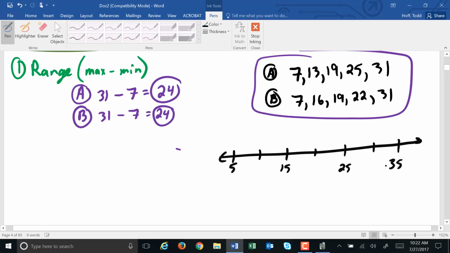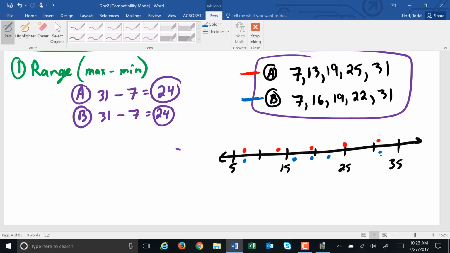If I were to put these numbers on dot plots, I'm going to put A on the top of this. So I've got 7 right there, 13, 19, 25, and 31. That's set A. Set B, I'm going to put in blue. I've got 7, 16, 19, 22, and 31. Which would you say is less spread out? The red or the blue dots? The blue is definitely tighter together. I mean, there's the 2 that stick way out there, but the ones in the middle are tighter together.